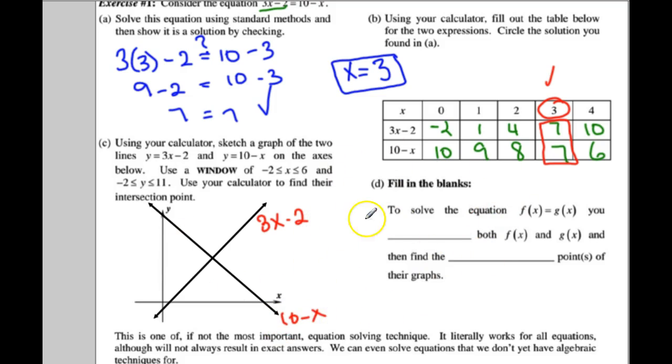Now, based on this, it says to solve the equation f of x equals g of x, you blank both f of x and g of x, then find the blank point. So you graph them, and then the point of intersection is our solution.